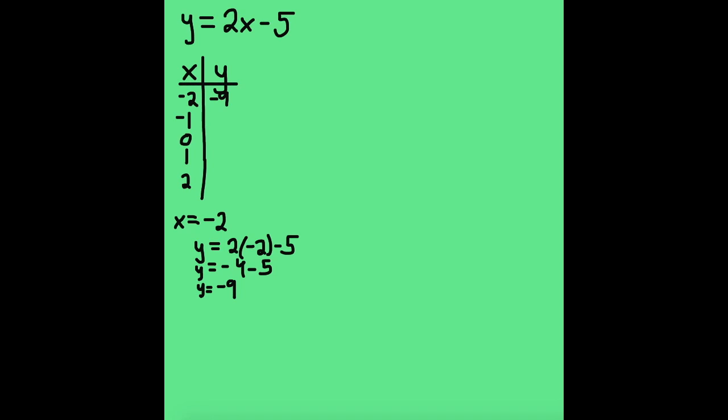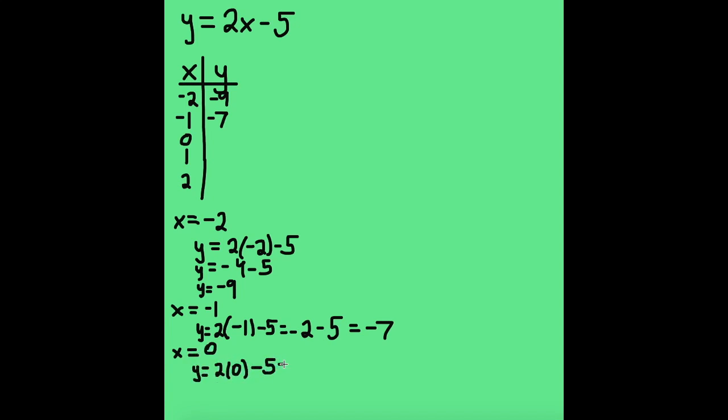Now let's look at x equals negative 1. When x equals negative 1, we have 2 times negative 1 minus 5, which equals negative 2 minus 5, which equals negative 7. When x equals negative 1, y equals negative 7. Let's look at x equals 0. When x equals 0, we have 2 times 0 minus 5, which equals negative 5. When x equals 0, y equals negative 5.